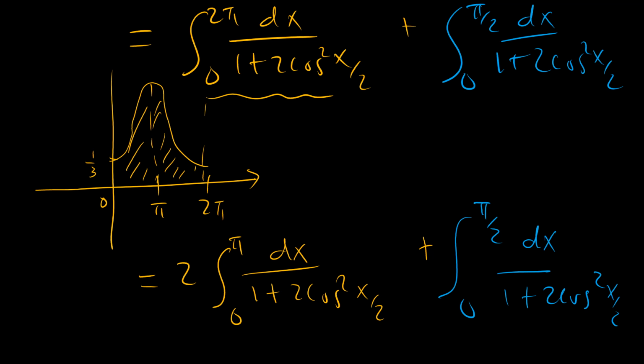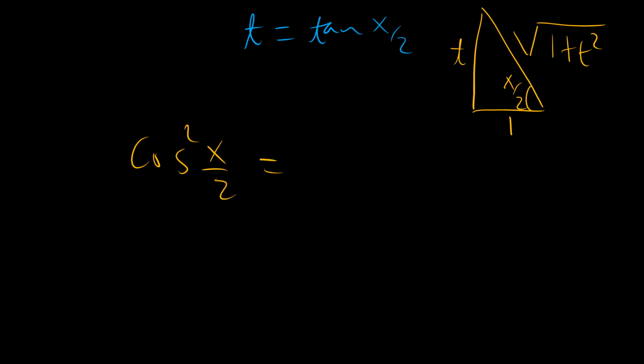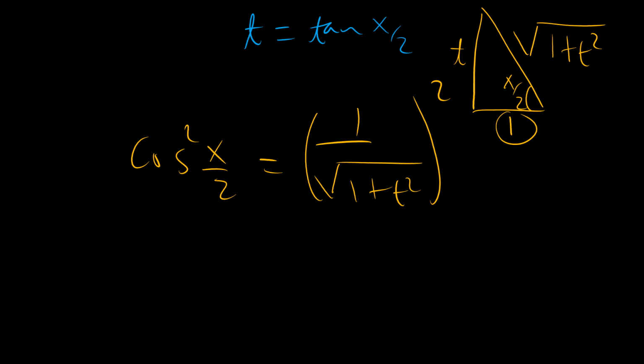Okay. Since we had said t equals tan of x over 2, let me go back to the yellow. If you have the triangle here with angle x over 2, tangent is opposite over adjacent, so t over 1, and therefore the hypotenuse is root of 1 plus t squared. So cosine squared of x over 2 is the square of adjacent over hypotenuse, 1 over root of 1 plus t squared, which is equal to 1 over 1 plus t squared.